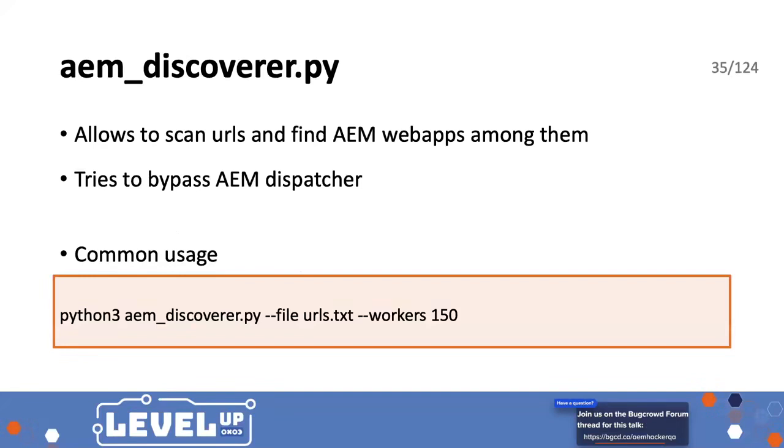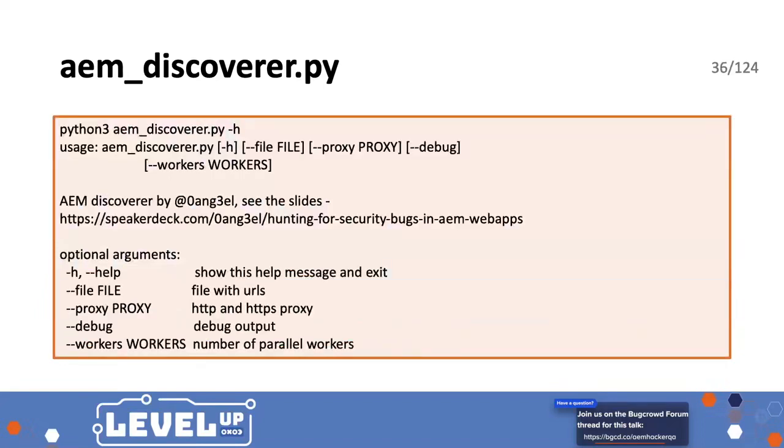With the parameter workers, you can specify the number of parallel workers. Some numbers about the performance of the tool: it took 2 days to scan a list of 500,000 URLs using 150 workers. Here is the help message for AEM Discover.